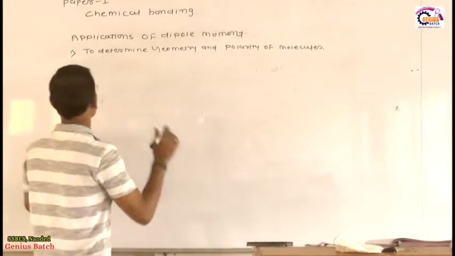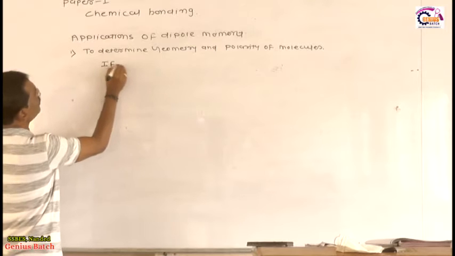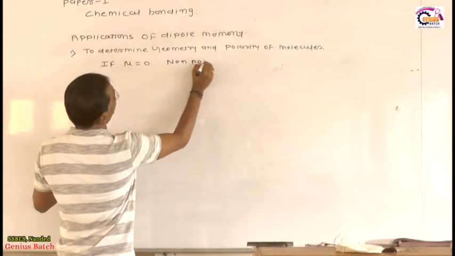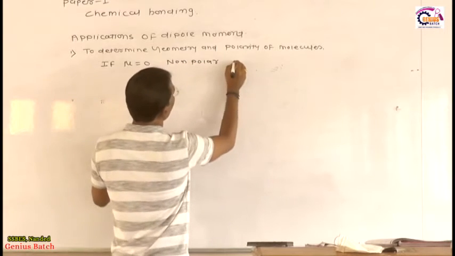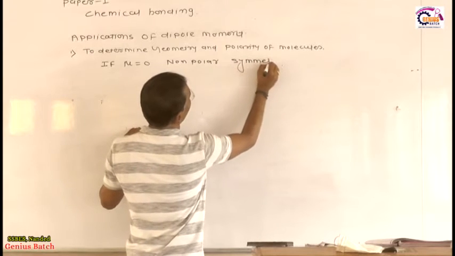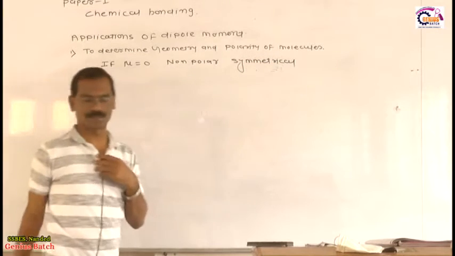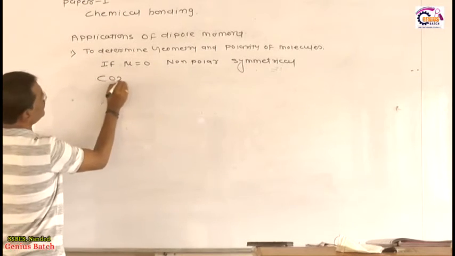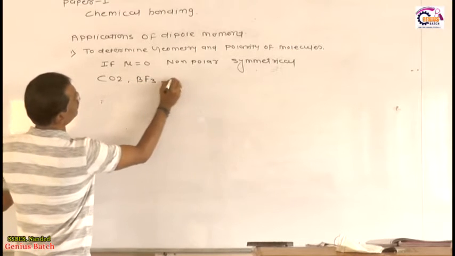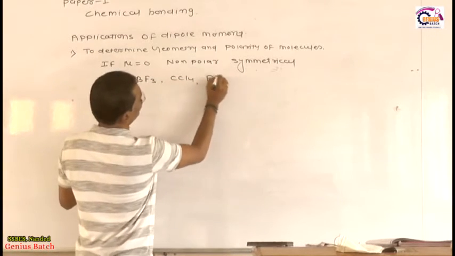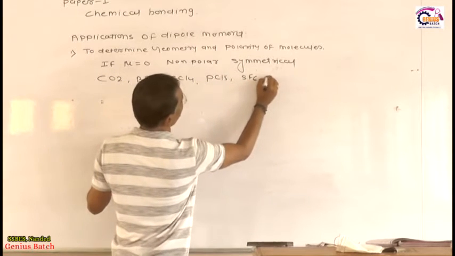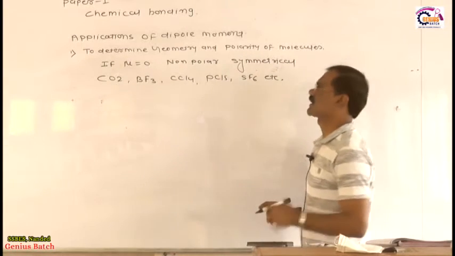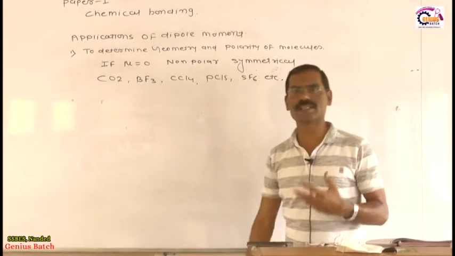Now dear students, what happens in this application? If mu is equal to 0, you know very well, then the molecule is non-polar, obviously, and that molecule is called symmetrical. Symmetrical means which has a regular geometry. The examples of this are CO2, BF3, CCl4, PCl5, SF6, etc. So this is the first and very interesting phenomenon related to the application of dipole moment, to determine the geometry and polarity of molecule.